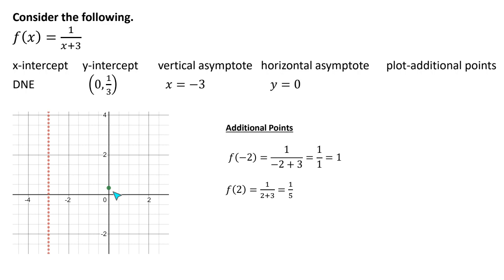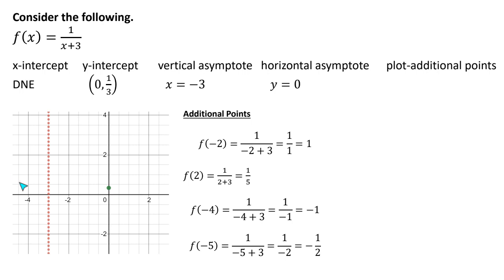And then I want to pick some points. So you want to make sure to pick points on the right side and the left side of this vertical asymptote. So if I pick -2 and I plug it in to our equation, we get 1 divided by -2 plus 3, which is going to be 1. And if I use 2, just so I can be sure, maybe have a little bit more information here, I would get 1 divided by 2 plus 3, which is 5. So 1/5.